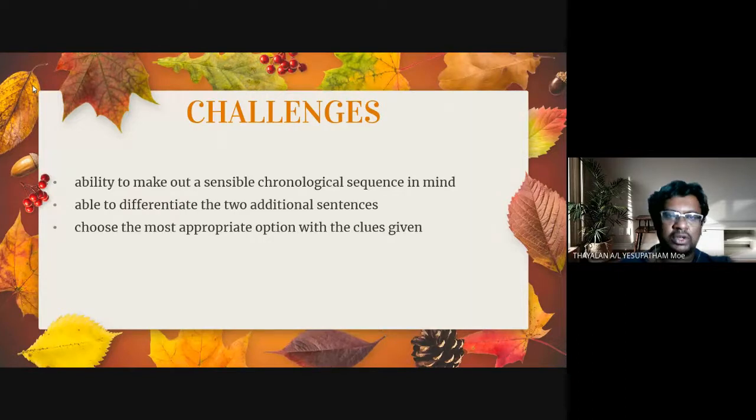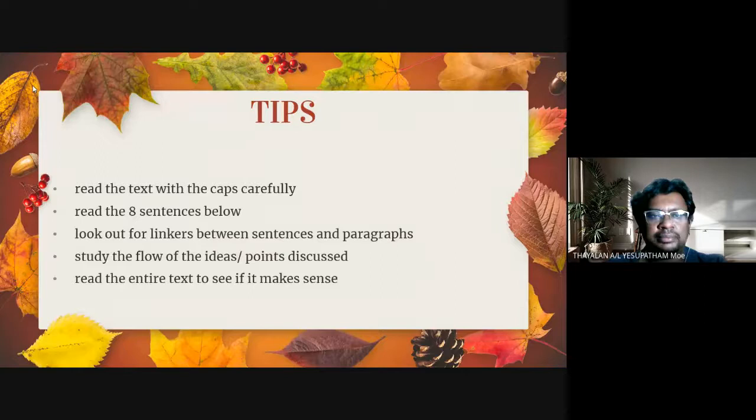And then the other one is being able to differentiate the 2 additional sentences. So when you read the text and those sentences, you are able to identify which are the 2 sentences that do not belong to the text. And thirdly, choose the most appropriate option with the clues given. So you choose the most suitable option with the clues which are given.